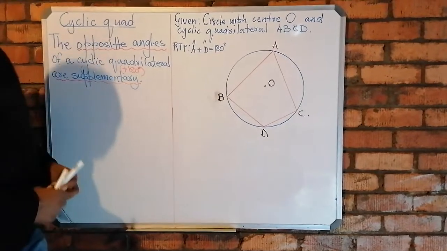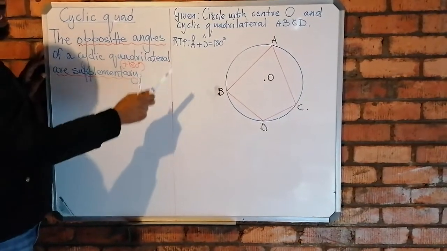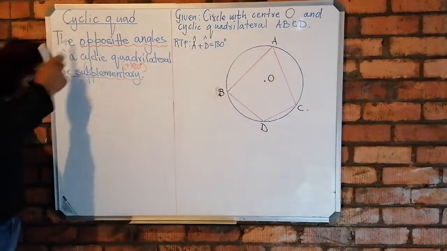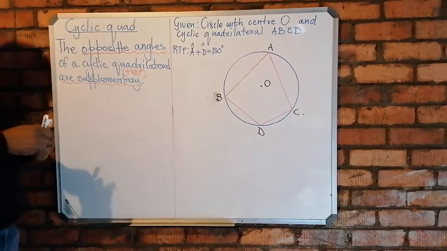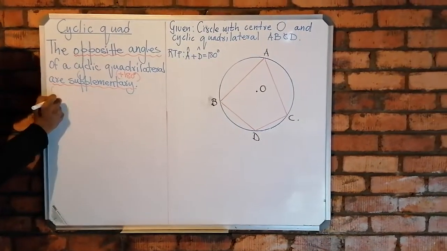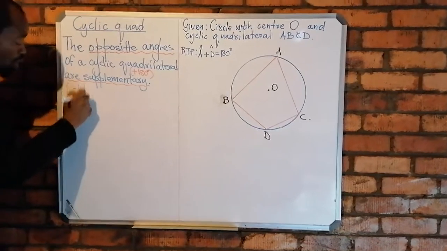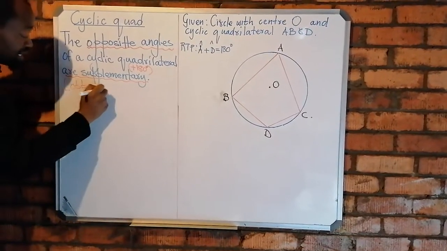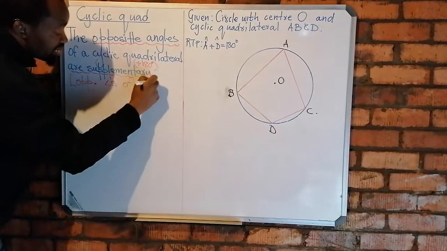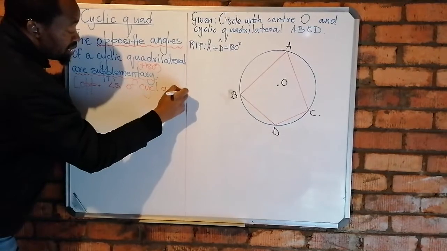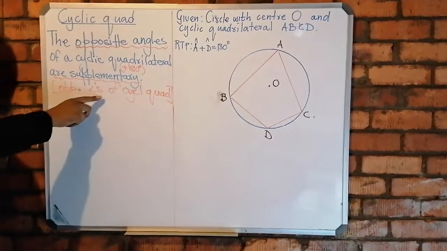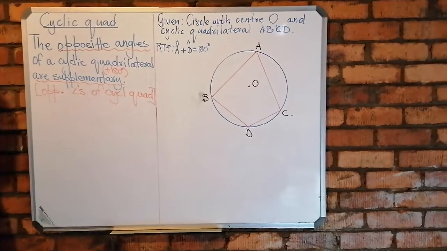How do I know that? It is because ABCD is a cyclic quadrilateral, and the theorem tells me that. Now, when I use it as a reason, I just say opposite angles of cyclic quad. You don't have to write it in full. You just say opposite angles of a cyclic quad.